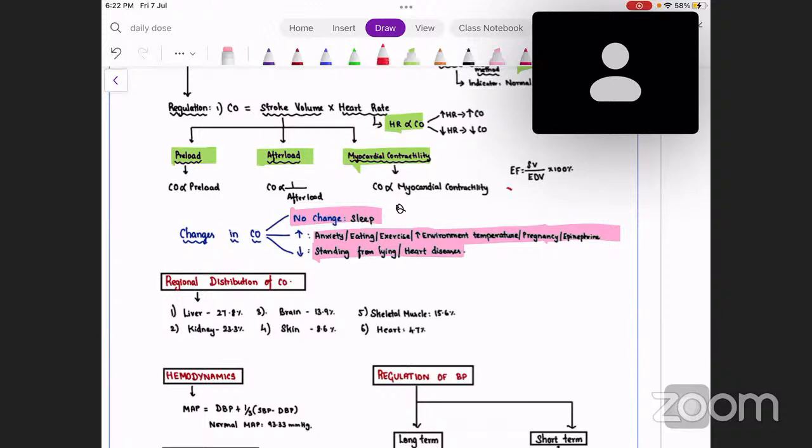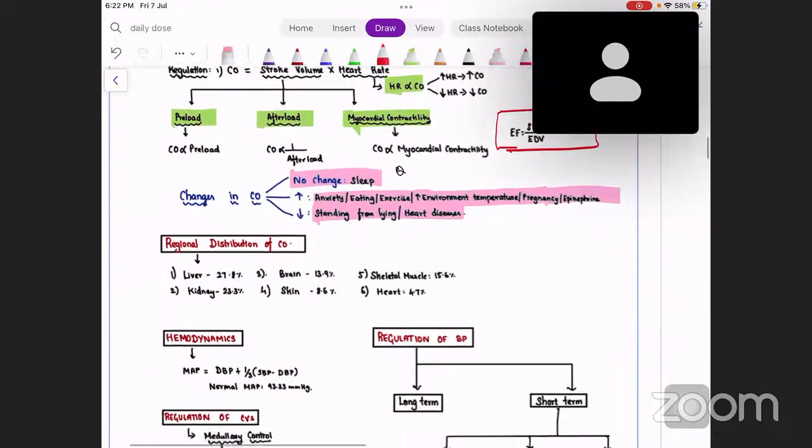And then we have this ejection fraction: stroke volume divided by end diastolic volume into 100% is the ejection fraction. What is the normal ejection fraction, people? 55 to 65%. Depending upon the individual, it may vary. Then regional distribution of cardiac output.